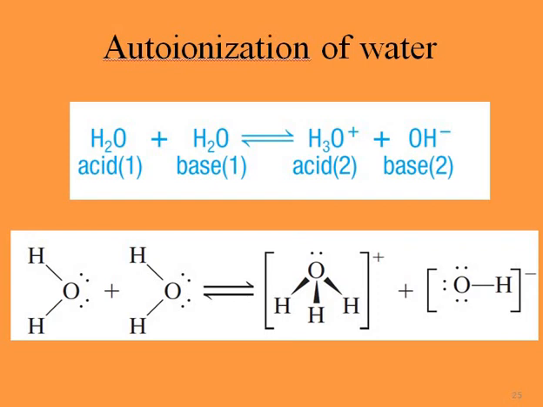So as you see here in this reaction, we have H2O plus H2O gives us hydronium, H3O+, and hydroxide ion. So the first water molecule acts as an acid, the other one is a base. The first one gains a proton, the second one loses a proton. So that's why it becomes H3O+ and OH-, which is the conjugate acid and base. And you will see their structure in the bottom.